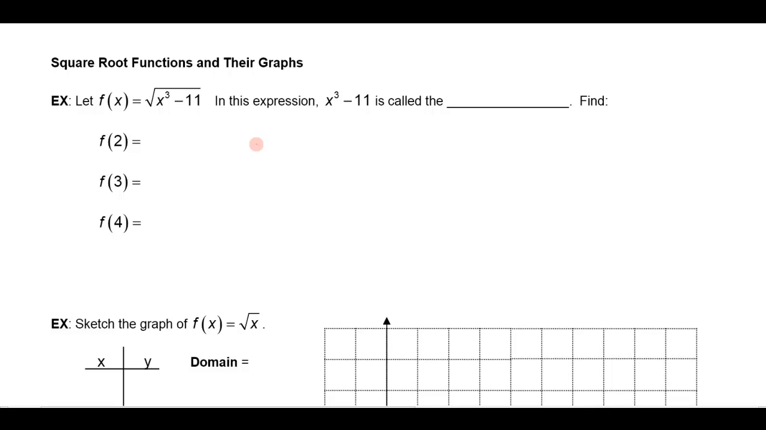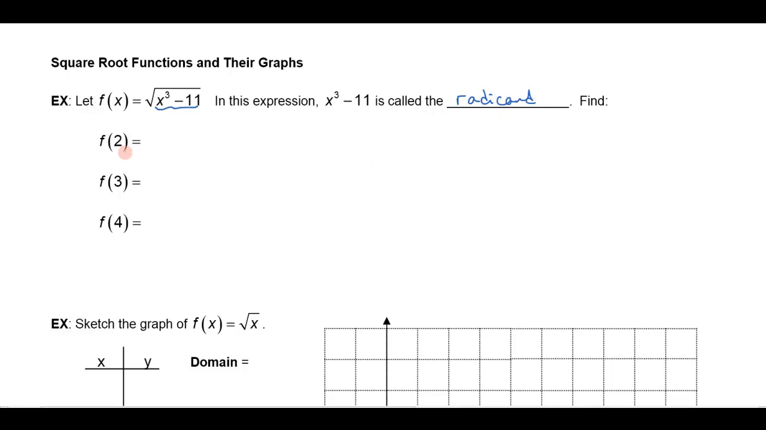Hi everybody. In this short video we want to look at some square root functions and their graphs. So let's look at this example. f of x is the square root of x cubed minus 11. And this thing under the radical we call the radicand.